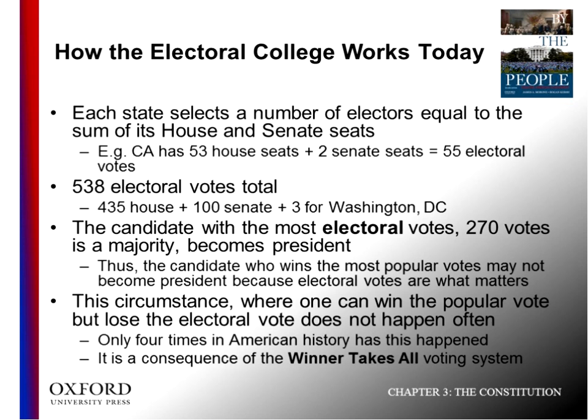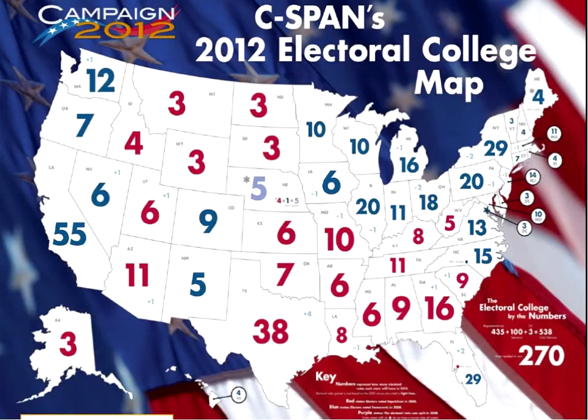This is winner-takes-all. Because of the winner-takes-all system, there's a circumstance where one person can win the popular vote but lose the electoral vote. And because of this, people run up the vote in certain states. I'll get to this in the next slide and show you. It's only happened four times in American history that someone has won the popular vote but lost the electoral vote. Most recently it happened in the 2000 election between Bush and Gore.